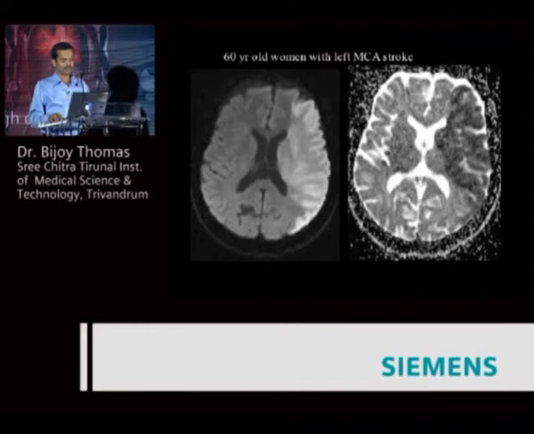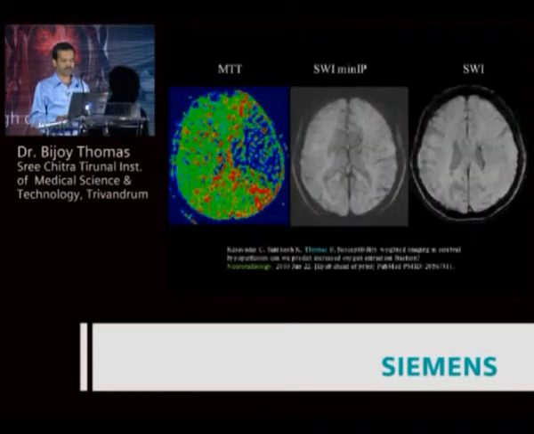So for example, this is a 60-year-old woman with left MCA stroke just outside the stroke window. When you do perfusion, you can see the mean transit time, at least in the periphery, is increased. It's already infarcted tissue here. So the mean transit time is increased. What happens is that the blood is taking more time to pass through this. The oxygen extraction within these vessels will be high. So the deoxyhemoglobin within the veins, especially the transmedullary veins and the cortical veins, is going to be high.